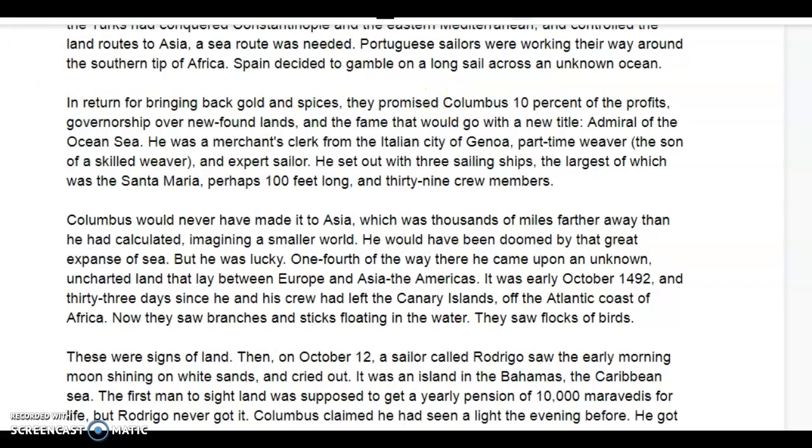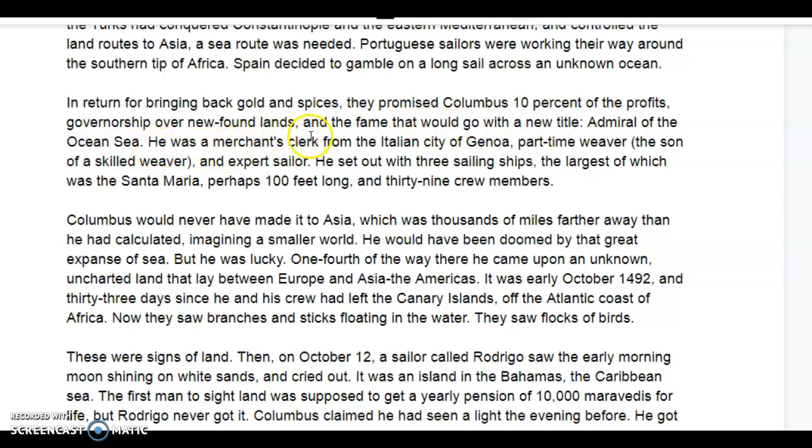Here in this section it reads from Howard Zinn, "In return for bringing back gold and spices, they promised Columbus 10% of the profits, governorship of all the newfound lands, and fame that would go with a new title, Admiral of the Ocean Sea.